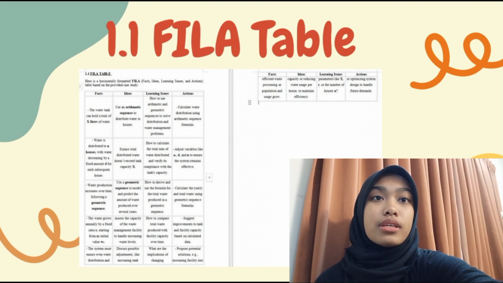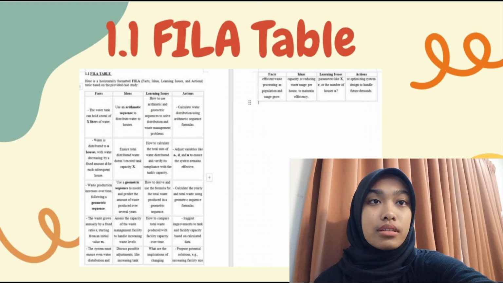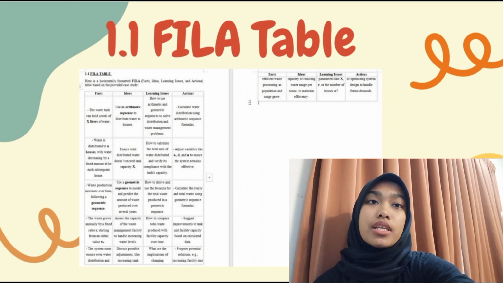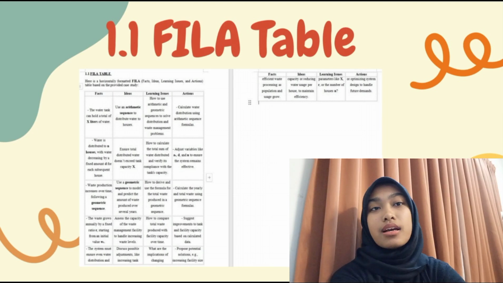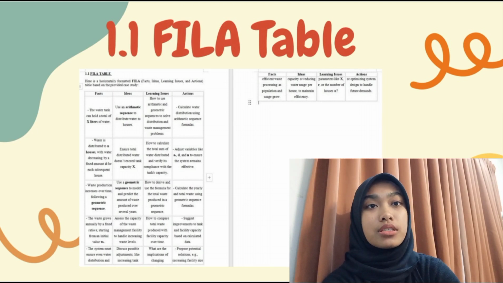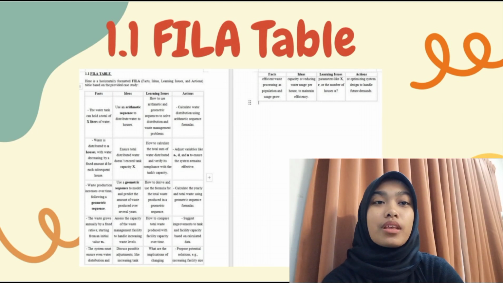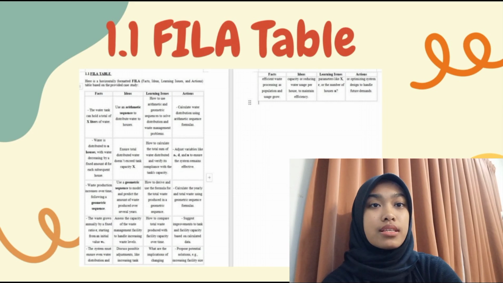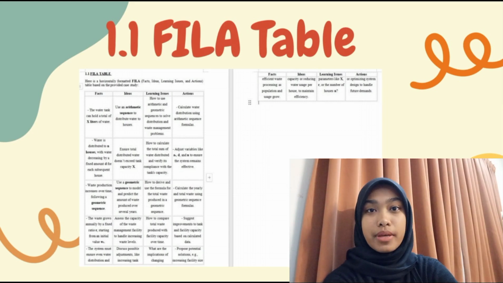And the fourth one is calculate the yearly and total waste using geometric sequence formulas. Next is suggest improvements to tank and facility capacity based on calculated data. And the last one is propose potential solutions like increasing facility size or optimizing system design to handle future demands.